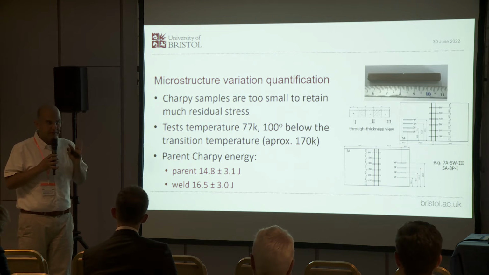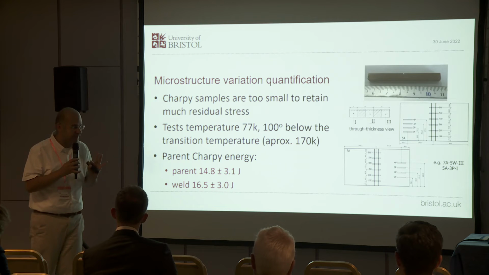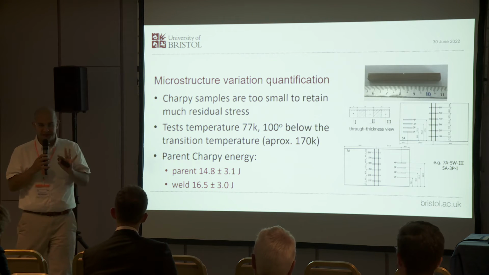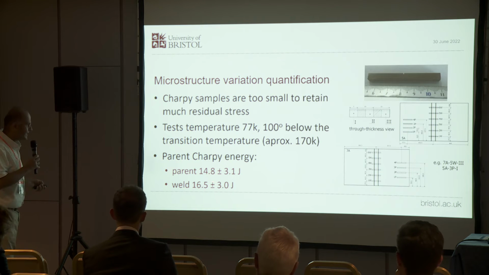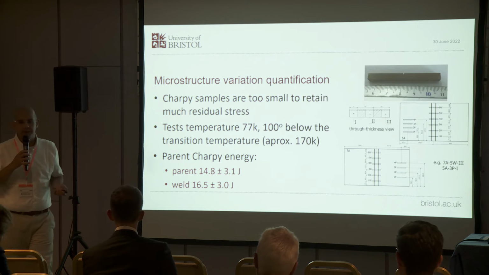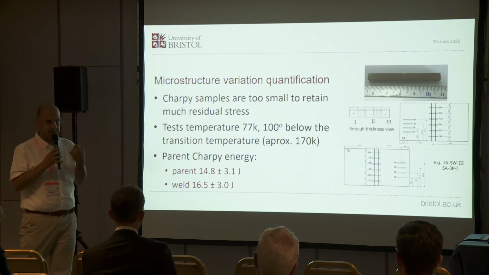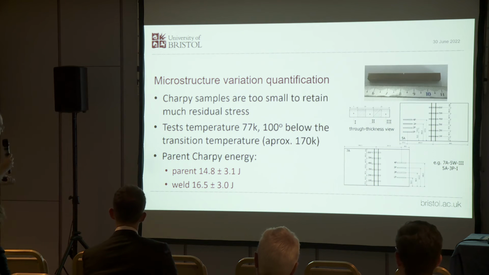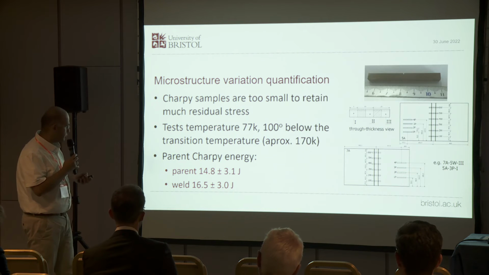I am not trying to get the fracture toughness of my material from here, because that is a minefield. I don't want to jump into that minefield. All I want to do, this is a surrogate for my material variability, okay? So I'm using the Charpy test as a surrogate to assess my material variability. The material variability in the weld is 16.5 plus or minus 3 joules, and the parent is actually not that much lower, 14.8 plus or minus 3.1 joules.